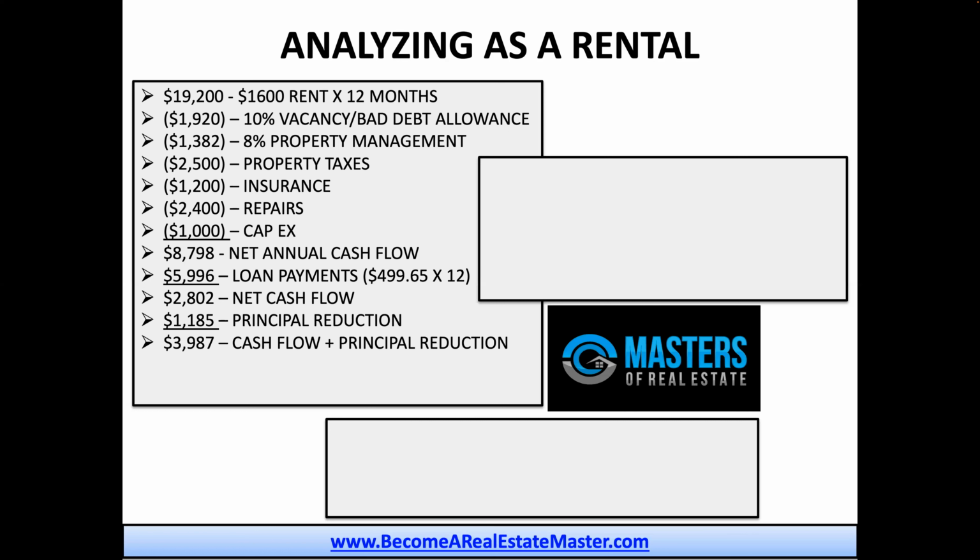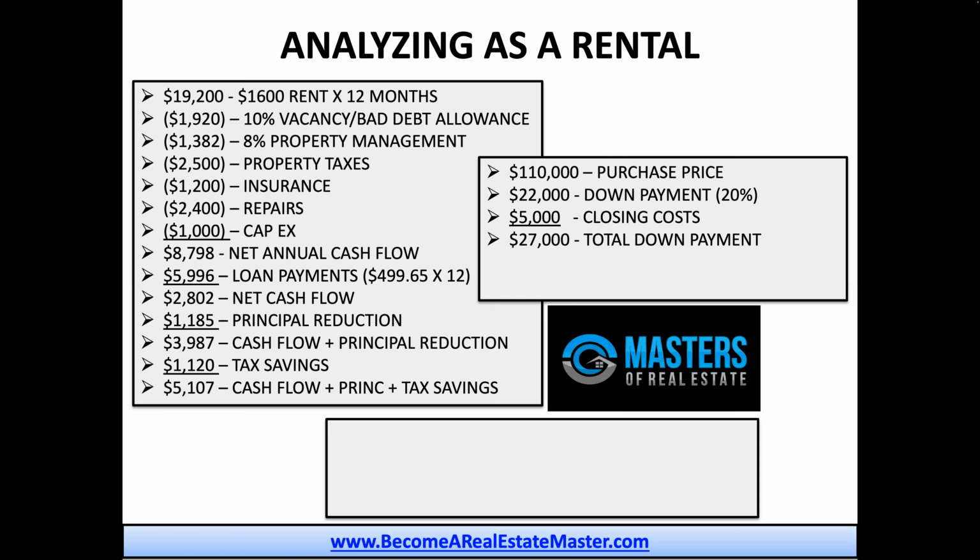And then you're going to add back your principal reduction to the cash flow. So you're really netting $3,987 a year in principal reduction and cash flow. And then you also have some tax savings. This is based on a 35% tax rate for federal and state, just to give an estimate; your tax situation may differ based on your actual tax rate. So you're making $5,107 in cash flow, principal reduction, and tax savings.